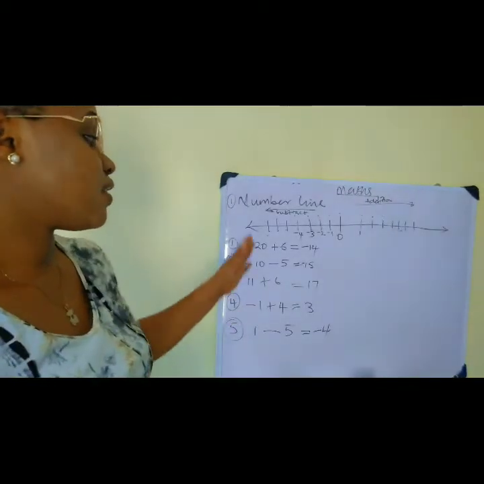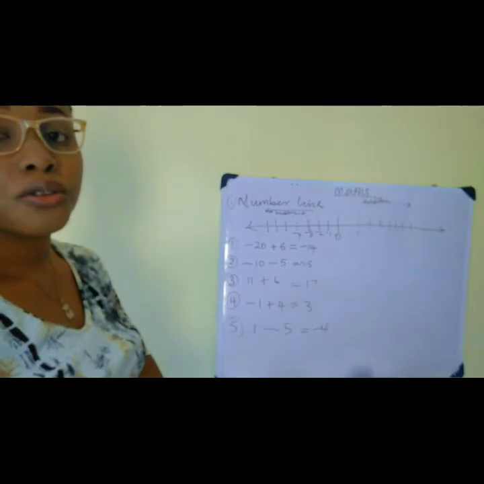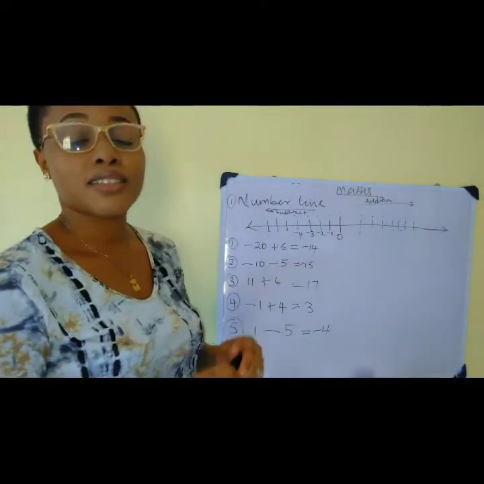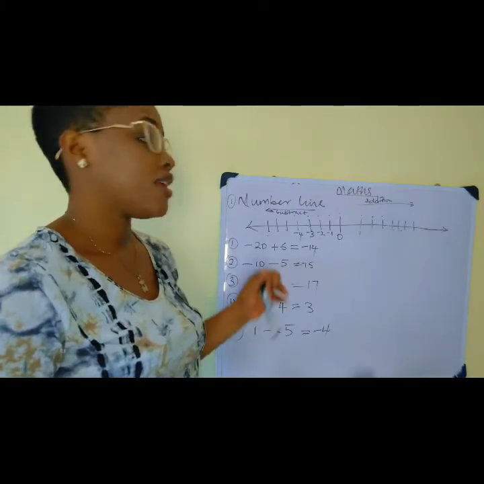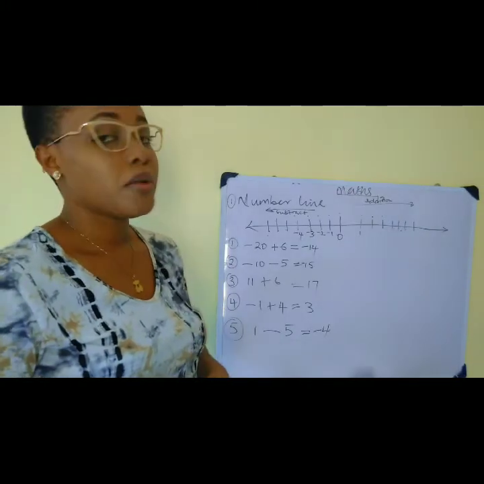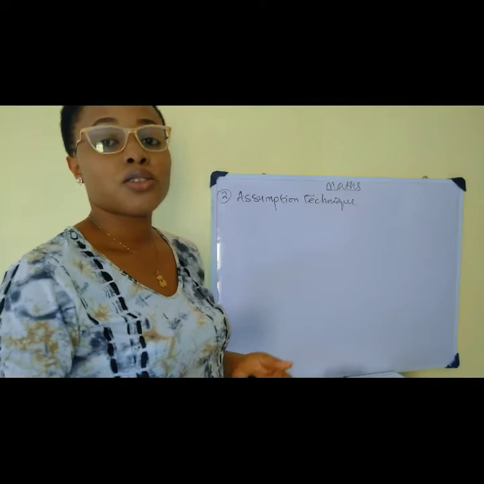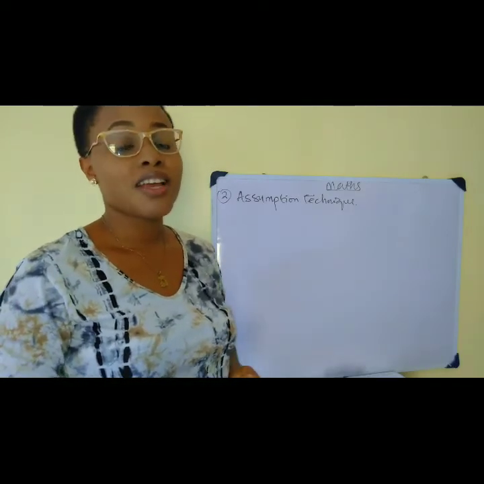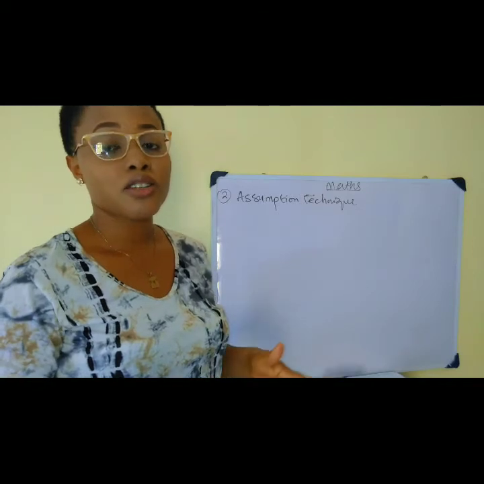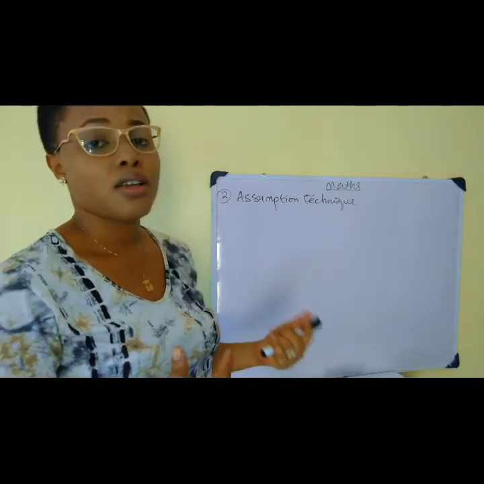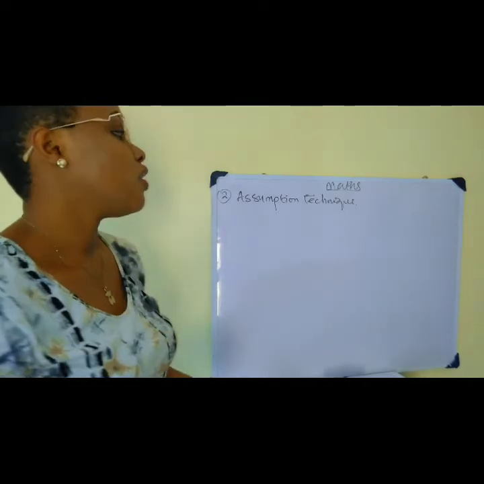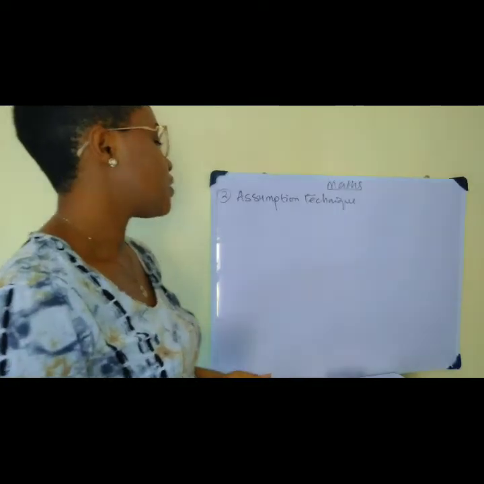So these are the answers that you're supposed to get to these problems. That's it for using our number lines to add and subtract integers. Let's go ahead and learn about the second technique. So the second technique is what I call assumption technique. It doesn't have any official name. I just gave it that because you do a lot of assuming when using this technique. So let's get right into it.